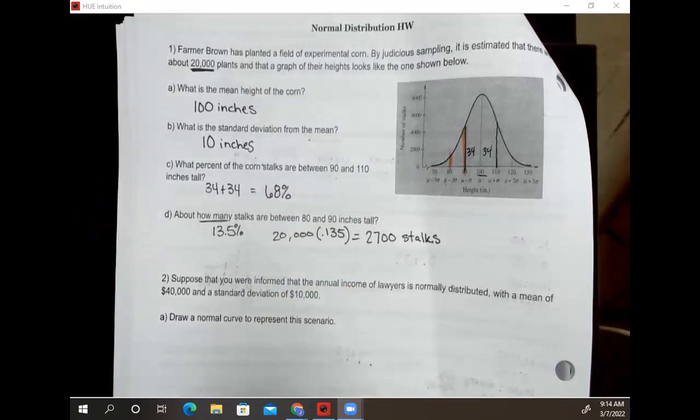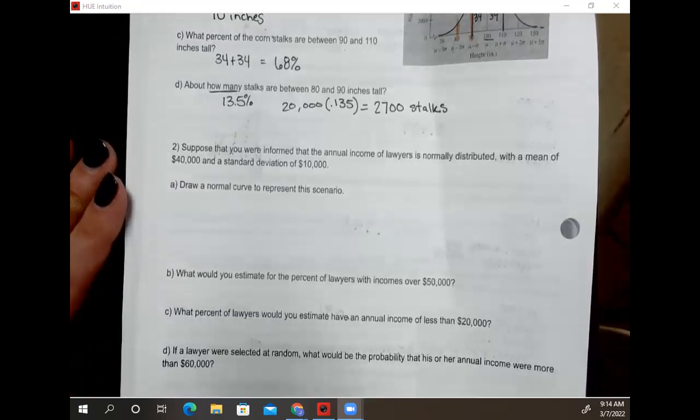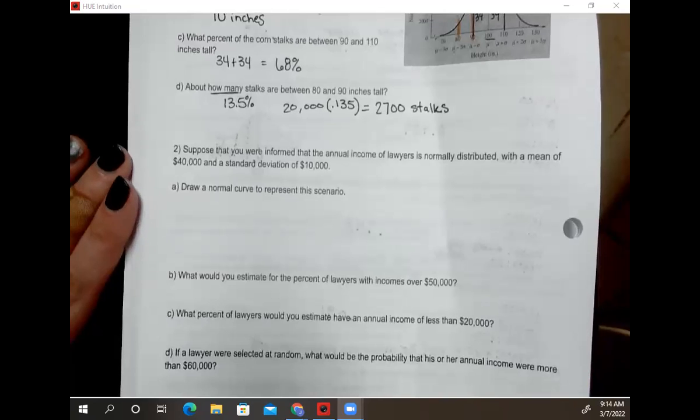Okay, so far we've really just relied on those percentages that we labeled on that first page of our notes. Let's hop down to number 2. This time we're going to draw the curve. For number 1, we had it given to us. For number 2, we're going to sketch the curve ourselves. Number 2 says, suppose you were informed that the annual income of lawyers is normally distributed with a mean of 40,000 and a standard deviation of 10,000. Draw a normal curve to represent this.